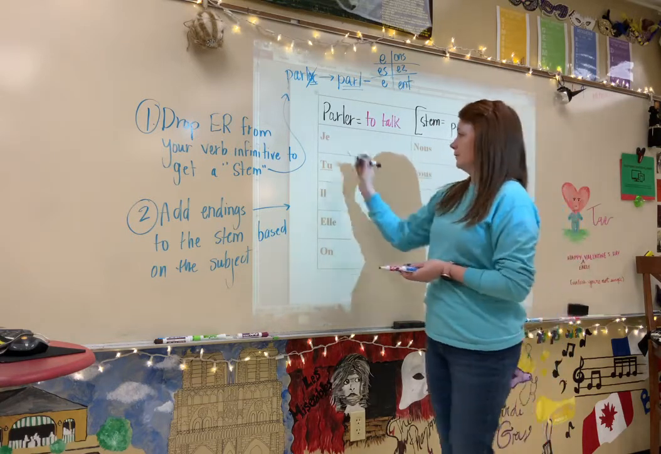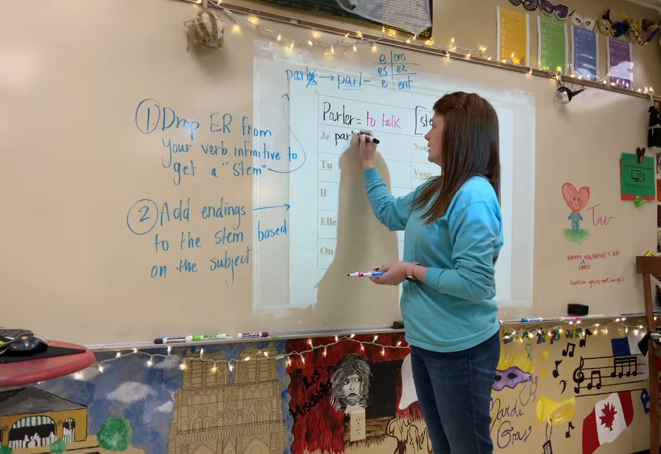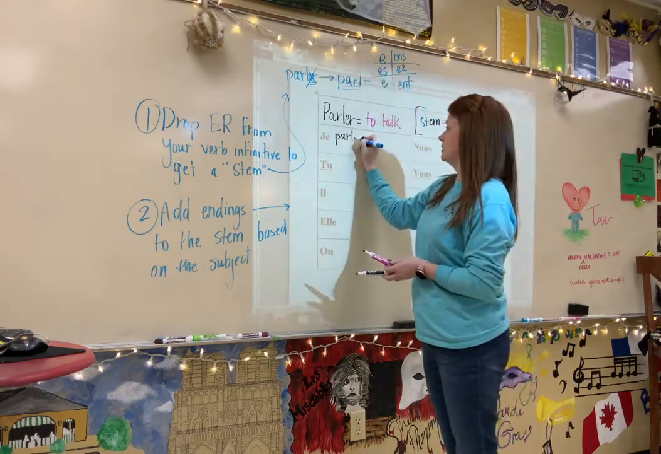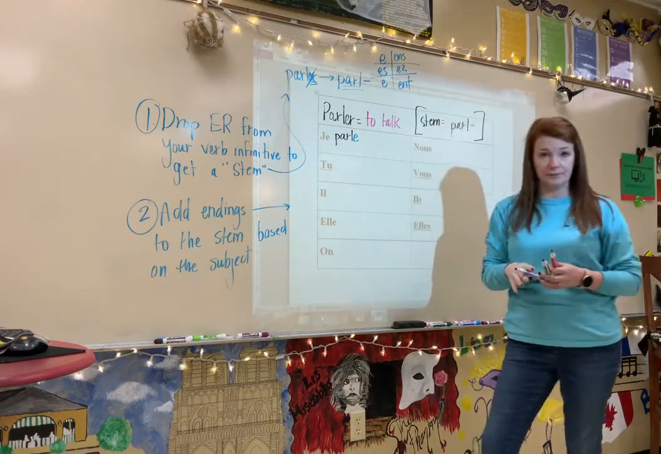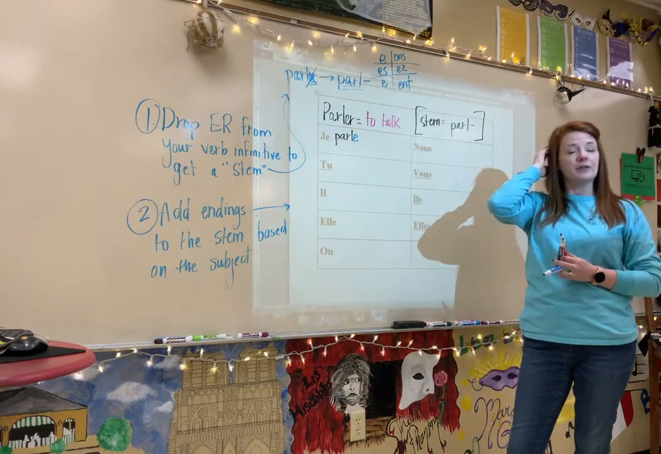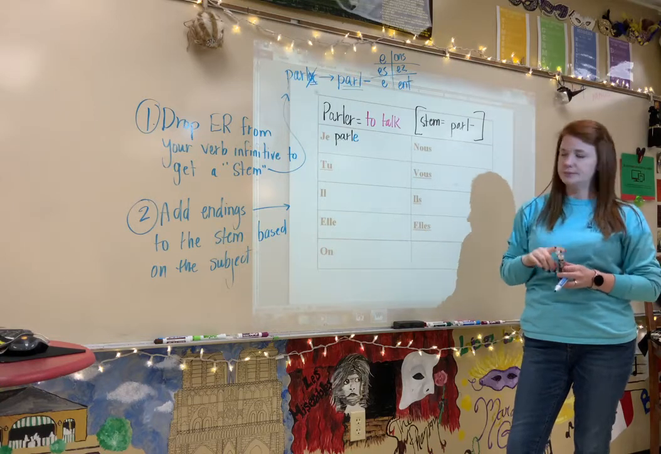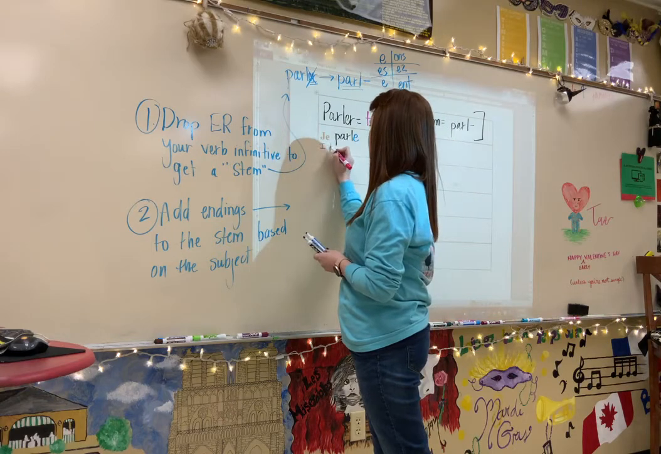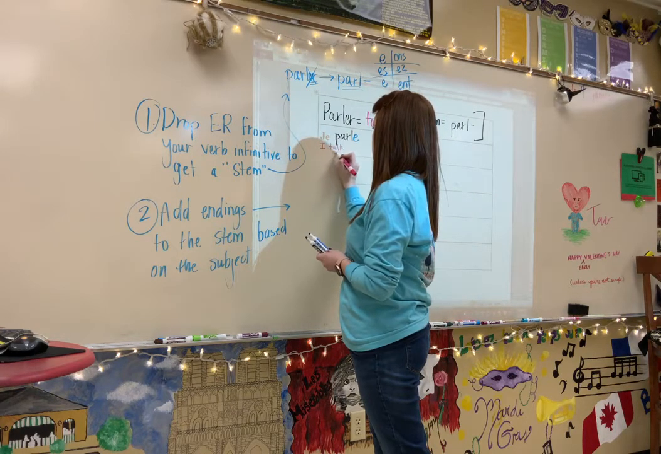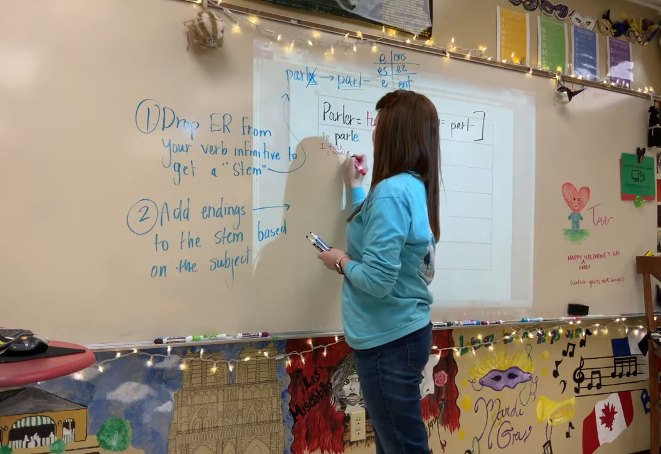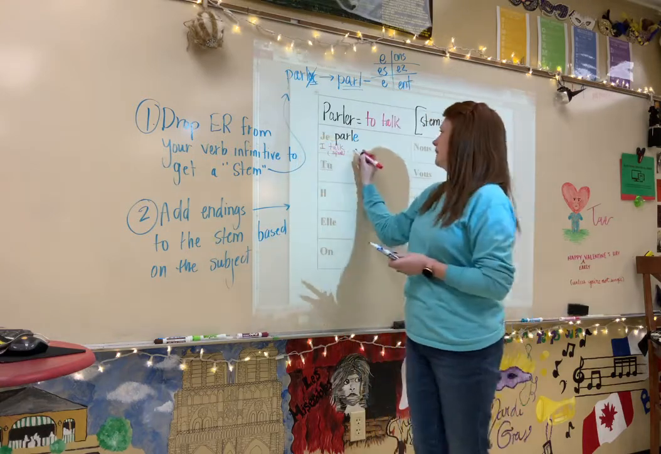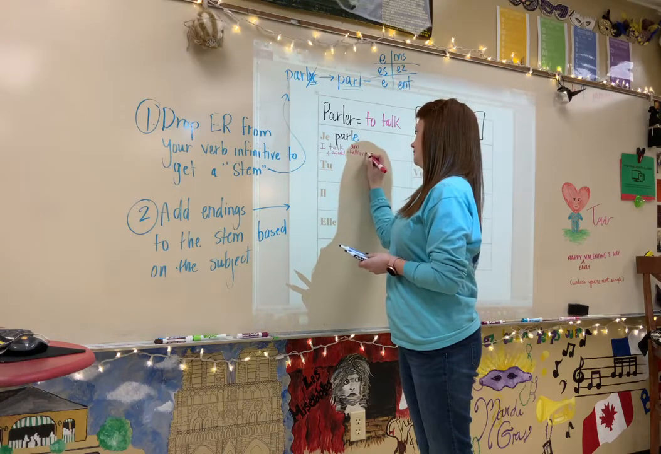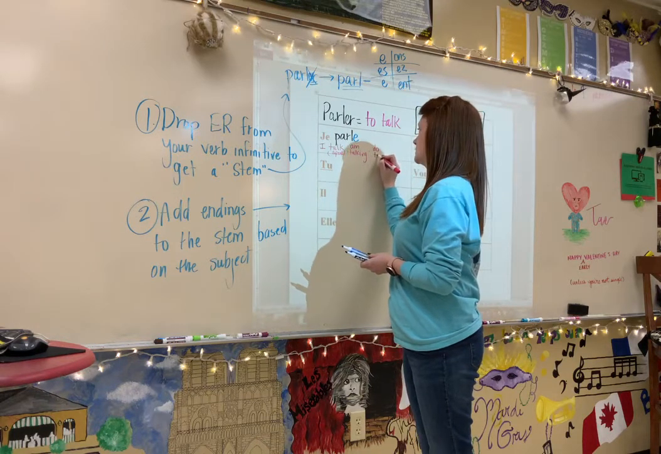Okay? So for here, you've got your stem, P-A-R-L, and then you look at your chart, you add an E for je, so you have je parle. Now, the other thing that you need to write in this chart is the translation. So this means I talk or I speak. But it also means I am talking or speaking, and I do talk or speak.